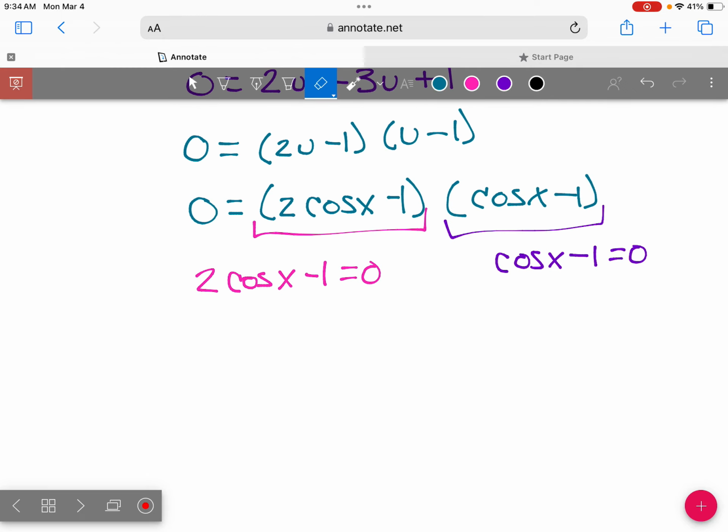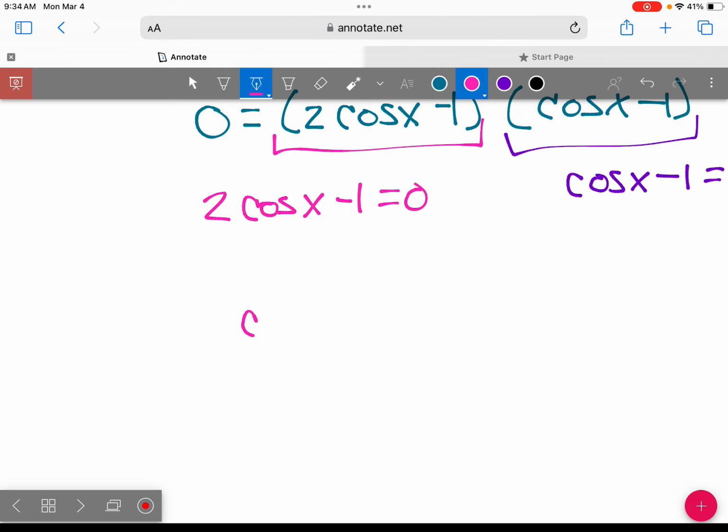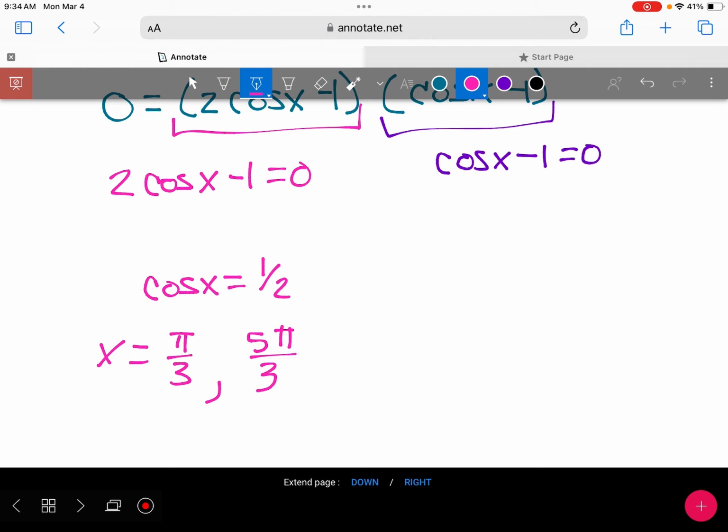Okay. So on our pink one, what is our cosine equal? Positive 1/2. So what are our x values? Pi over 3 and 5 pi over 3. How about for this purple one? Cosine of x is 1, which means x is 0.